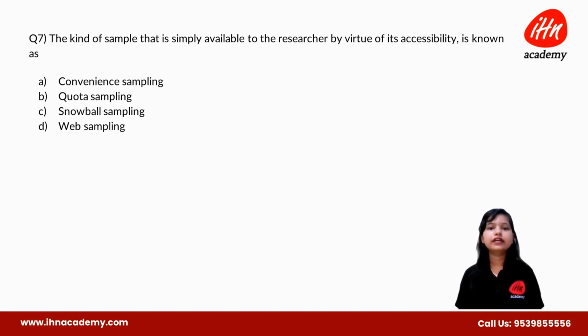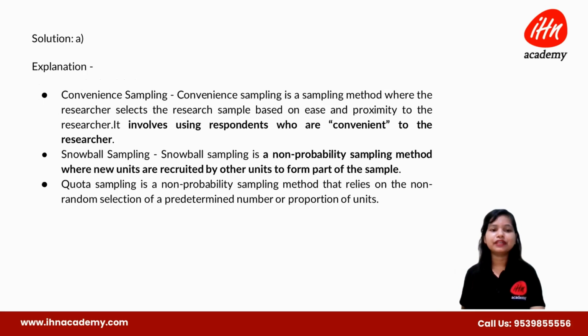That sampling is called convenience sampling. Option number A will be your answer. Convenience sampling, where we collect the sample by virtue of our accessibility. That means the sample which is accessible to us, which is easily accessible to us, we collect the sample from that. That is convenience sampling. Okay, so option number A.